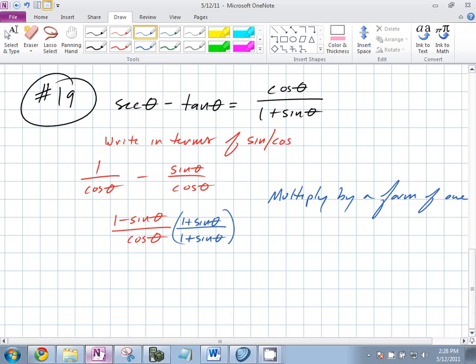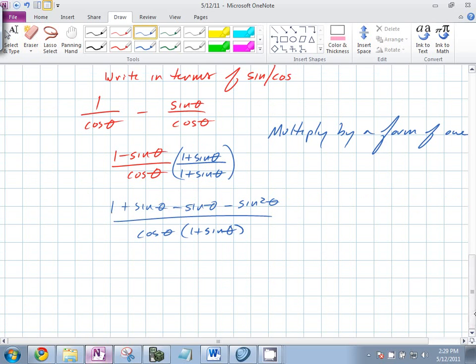What happens to the top? You get 1 plus sine theta minus sine theta minus sine squared theta, all over cosine theta times 1 plus sine theta. Here's a tip I'm going to give you right now that will make your life much easier. Do not multiply out unless you must.